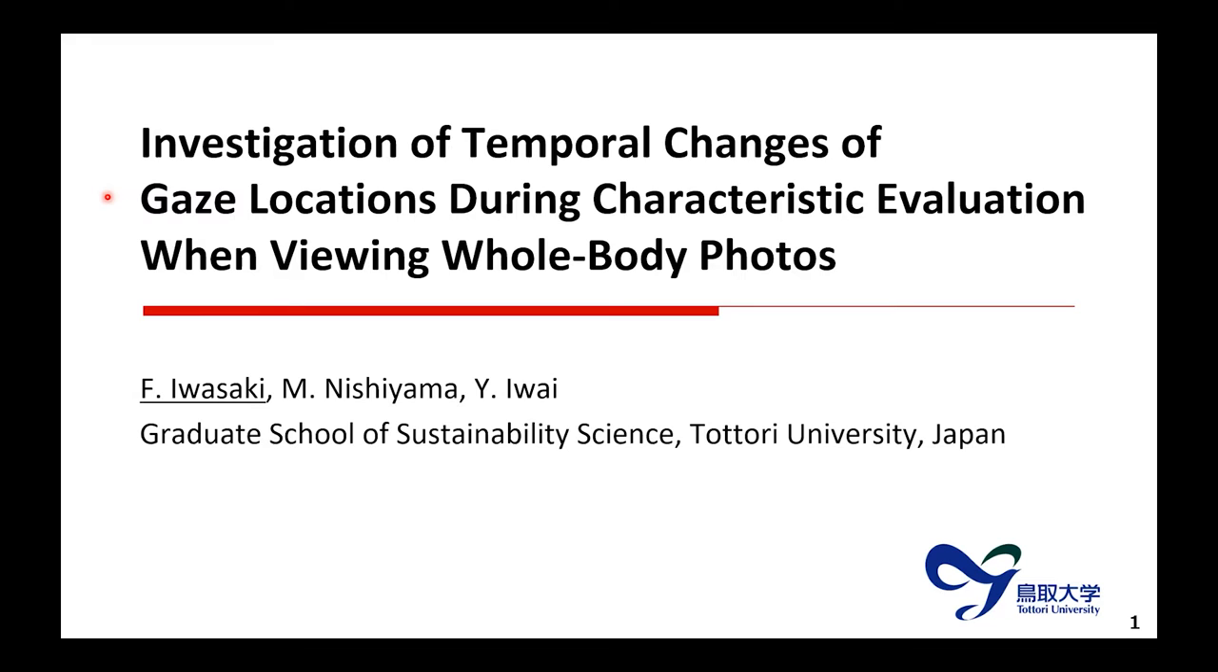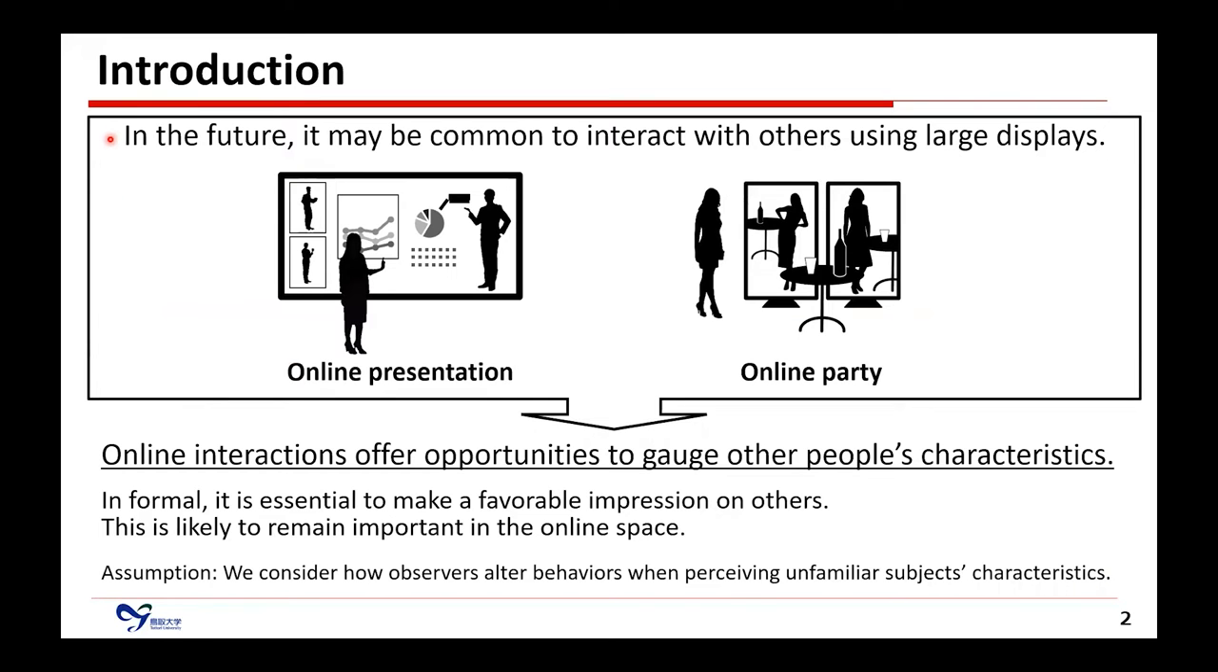Today, I'd like to talk to you about investigation of temporal changes of gaze location during characteristic evaluation when viewing whole body photos. In the future, it may be common to interact with others using large displays showing whole bodies. For example, we do interact through large displays such as online presentations and online parties.